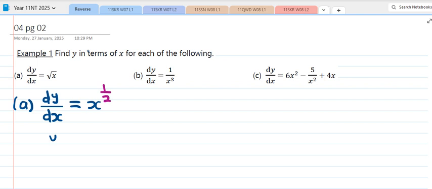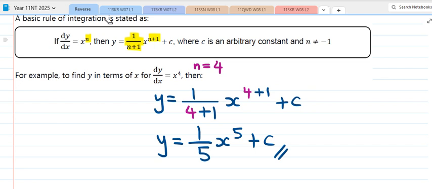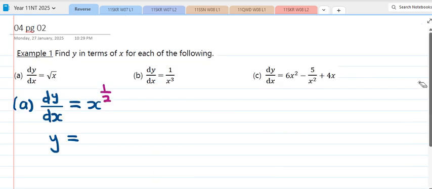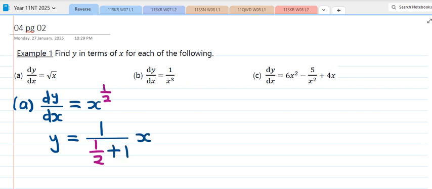So y equals, following the format of your given formula over here, 1 over n plus 1. So 1 over half plus 1. So here 1 over half plus 1, and then the x to the power of half, you also need to add 1 to the power, and next to this it will be plus c.